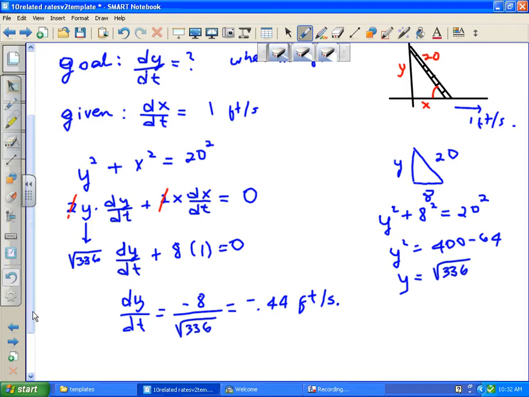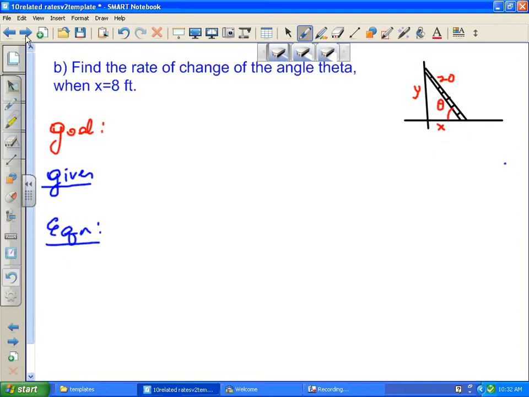Now, I'm going to add a part B to this problem. So would you please just add this following question. So we have the same picture, but this time I'm putting an angle of theta. The theta is the angle between the ladder and the horizontal. The question asks, find the rate of change of the angle theta at the moment when x is 8. Find the rate of change of the angle. Finally, we'll step away from the Pythagorean theorem here.